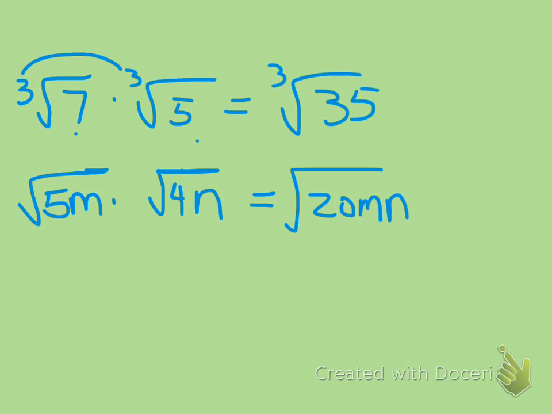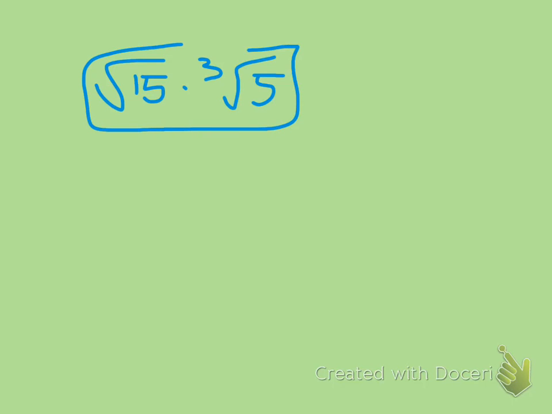Eventually, we will be learning how to take the perfect square roots of 4 out of the radical, but for today, they're just wanting you to learn that you can multiply everything together, okay? All right. Now, they're giving you another example right here. If you have the square root of 15 and the cube root of 5, and we're multiplying them together, you cannot multiply them together. This would be as simplified as it can be, and we can't put it together.